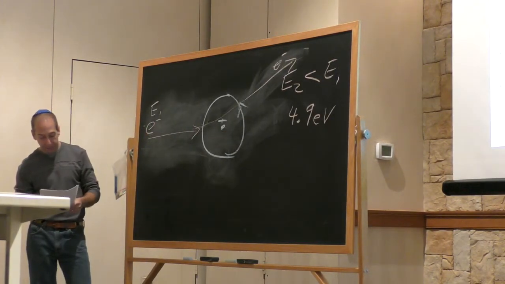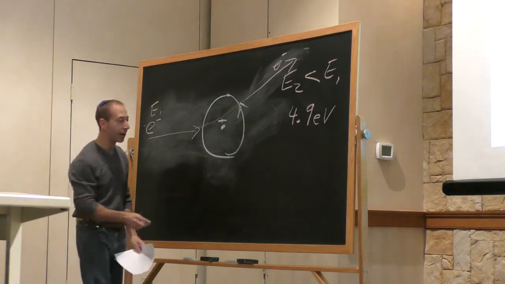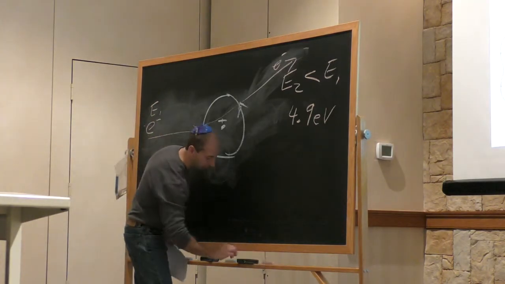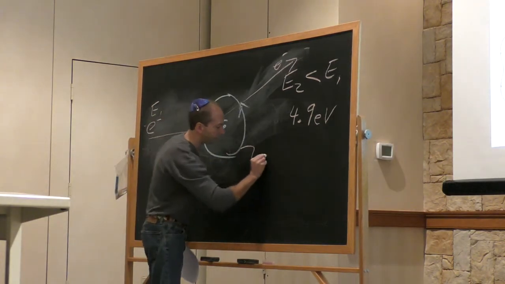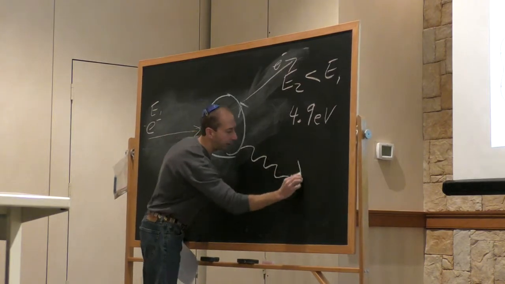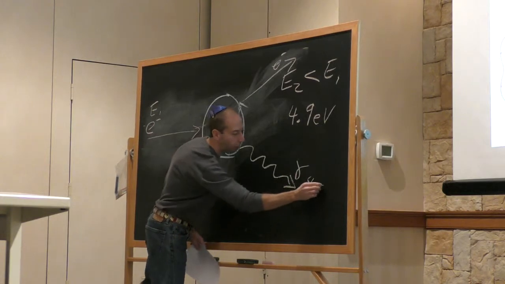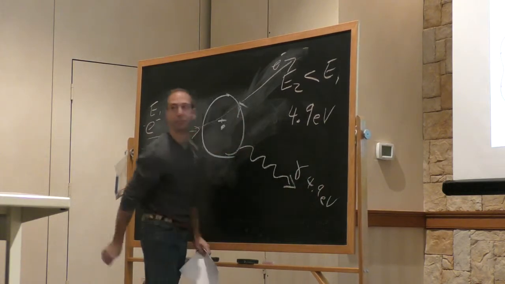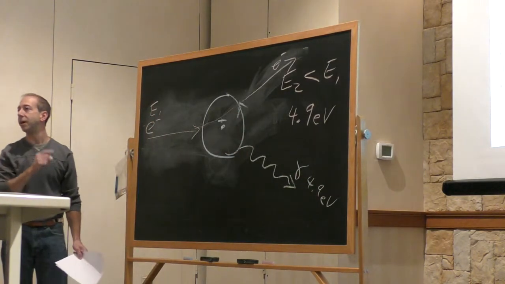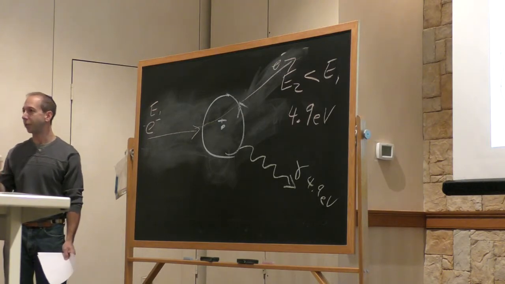And then it turns out that I happen to see a photon come off. And that photon comes off at an energy of 4.9 electron volts. This is the thing that Einstein said, it's a result so beautiful it makes you cry.